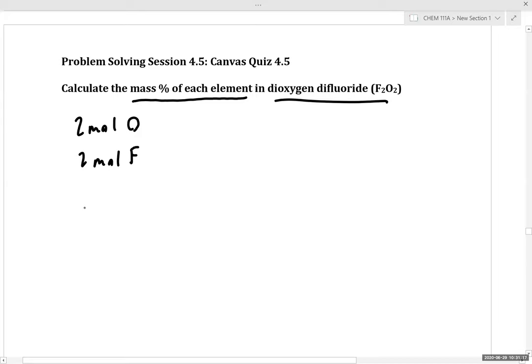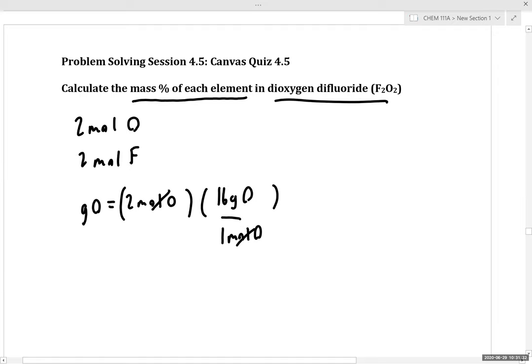So first, let's figure out the grams of oxygen in our sample. So we have 2 moles of oxygen and we know our molar mass of oxygen is 16 grams of oxygen per 1 mole of oxygen. That in turn gives us 32 grams of oxygen. For our grams of fluorine, we have 2 moles of fluorine.